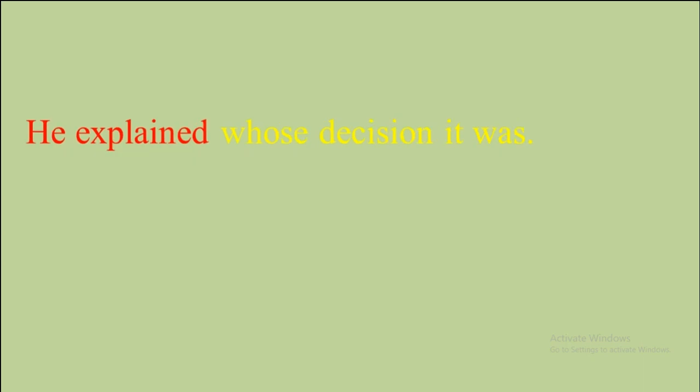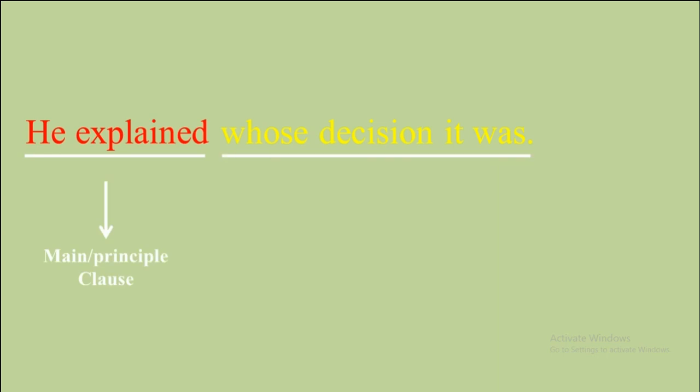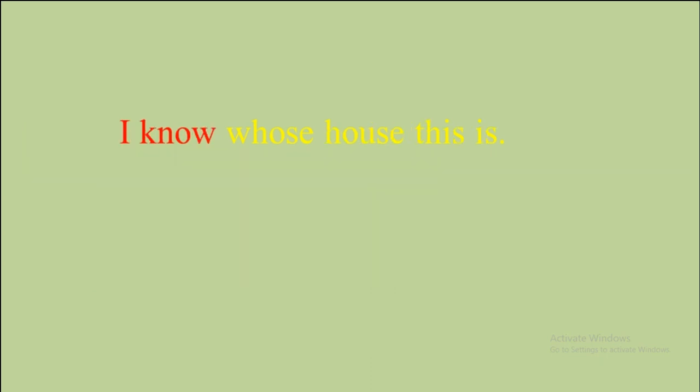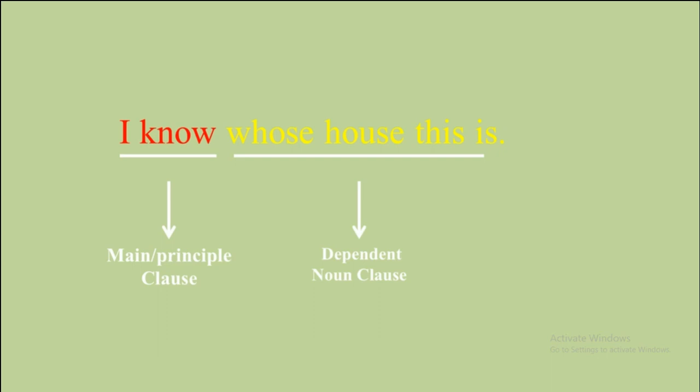He explained whose decision it was. He explained, its main or principal clause. Whose decision it was, it's a dependent noun clause. I know whose house this is. I know, its main or principal clause. Whose house this is, it's a dependent noun clause.